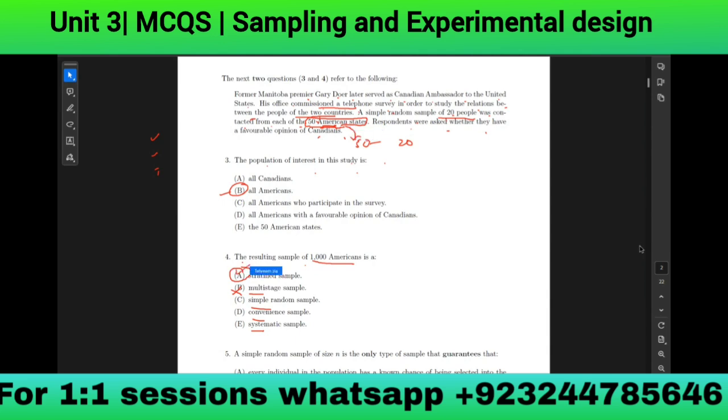You can also study the definition again from the notes, okay? So for question number 3, all Americans is the population, and the 1,000 Americans that they study have come from stratified sampling. Okay, come to question 5.